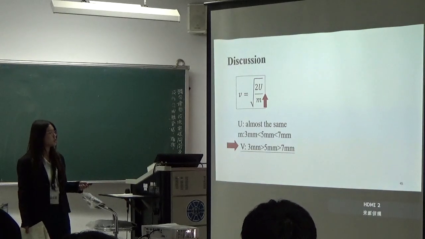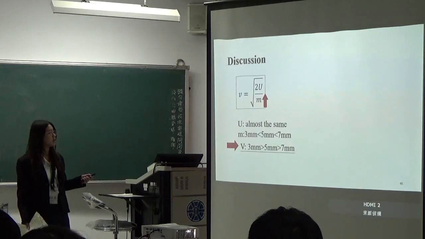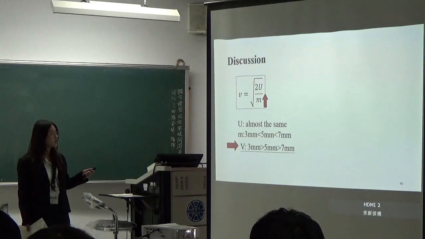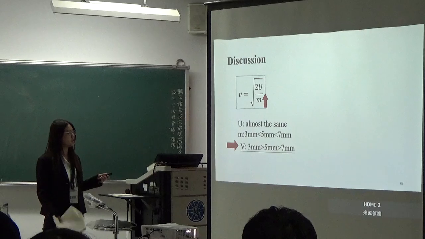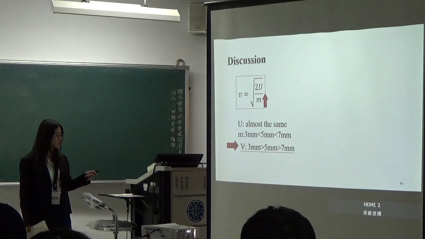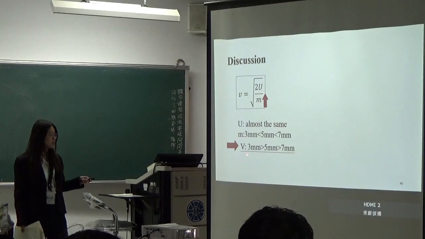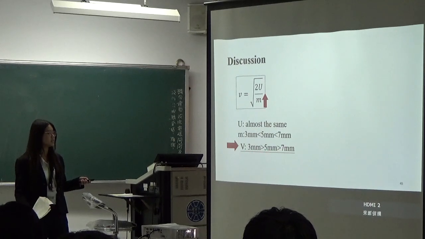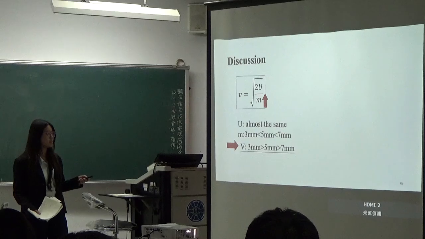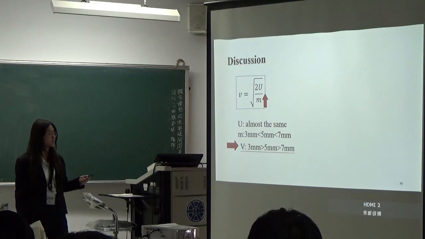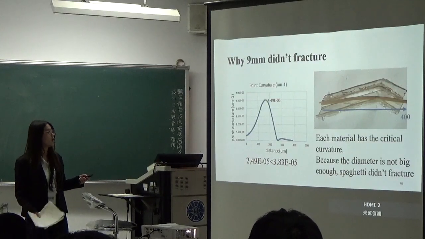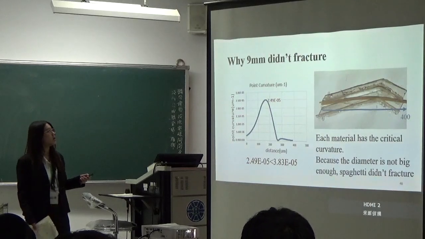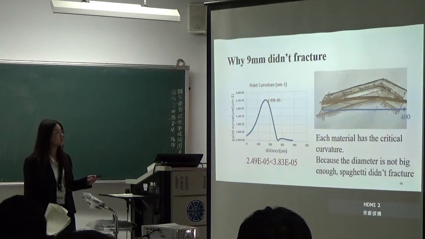And the discussion, we are calculating the velocity, and the U means the strain energy, which is almost the same, so the result is that the V of 3 millimeter is bigger than 5 millimeters and bigger than 7 millimeters. So let's discuss why 9mm didn't crash.